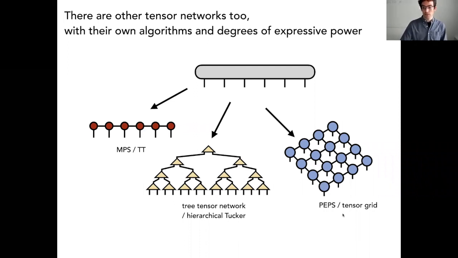Another name would be tensor grid network or tensor network state. There's different names for that one. So this is the one that has a lot of algorithm research going on into it currently, and there's been a lot of developments even in the last year.